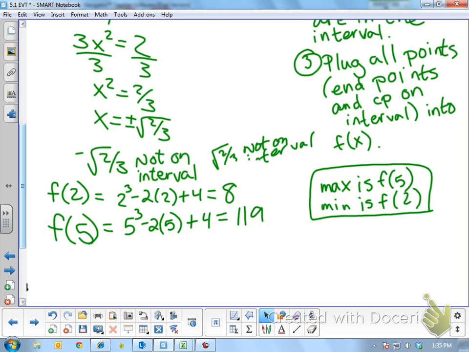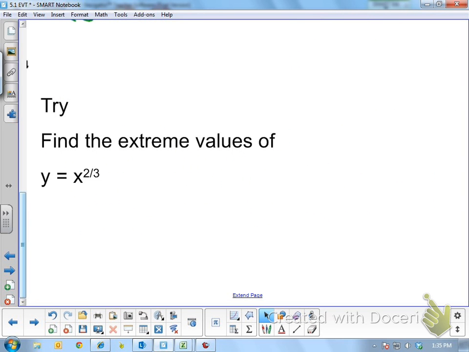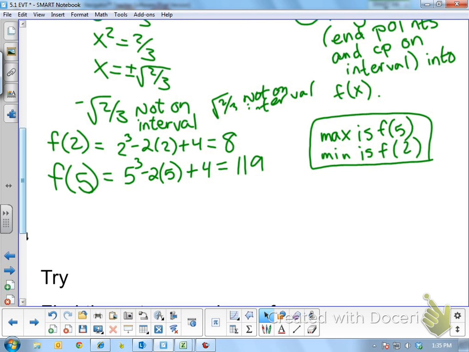So I'm going to have you try one. y equals x to the 2/3. Oh, I didn't give you an interval. Let me look up the interval. Sorry, I did not include it. But we cannot do these without a closed interval, so if I gave you that problem and said to find the absolute extreme values, you would say, I don't have enough information. The interval is -2 to 3.